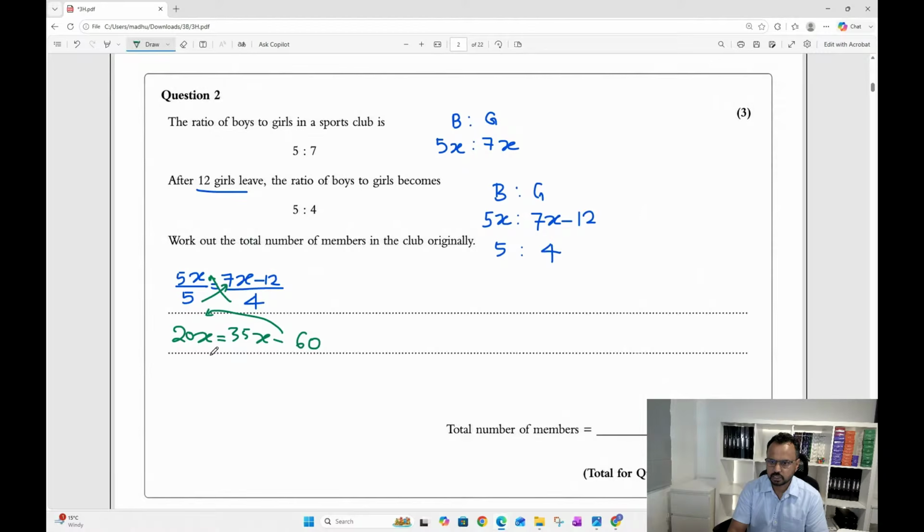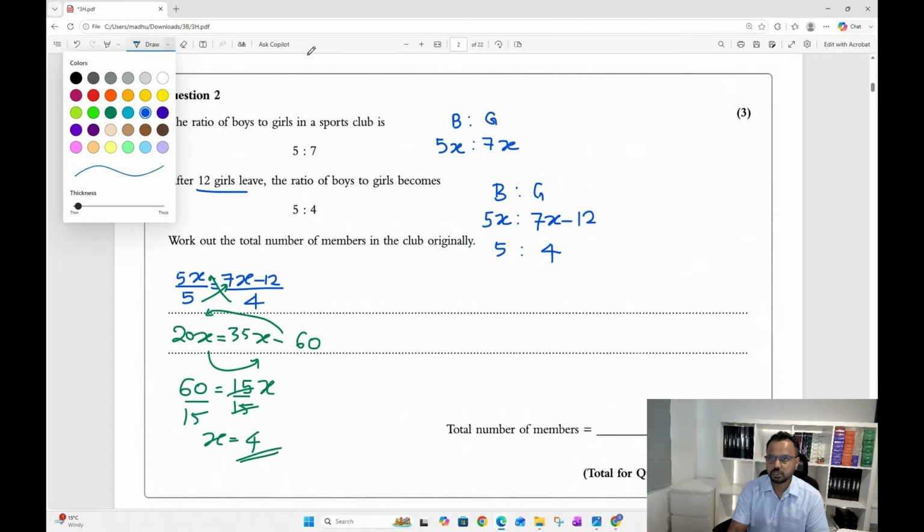So move it to that side, move it to that side. We get 60 is equal to 35x take away 20x is 15x. If you divide both sides by 15, obviously x is equal to 4. Oh, right. So I know the number, the x here is 4.